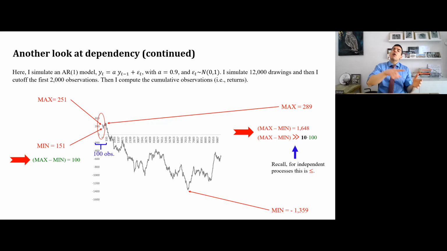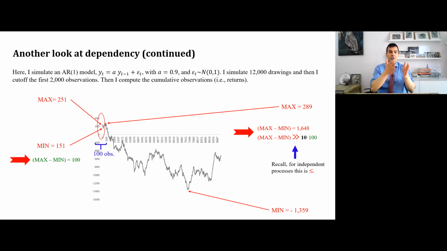Now it's a close to integrated process, but not exactly, as it's less than 1. Again, the innovation process I assume to be normally distributed with mean 0 and standard deviation or variance equal to 1. First, I simulate 12,000 drawings and then I cut off the first 2,000 observations because I want to have a well-behaving process. Then I compute again the cumulative observations, so we can think about it as payoffs again.